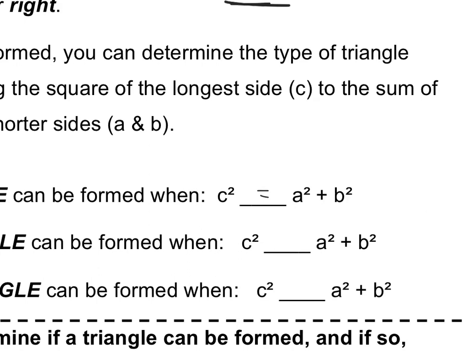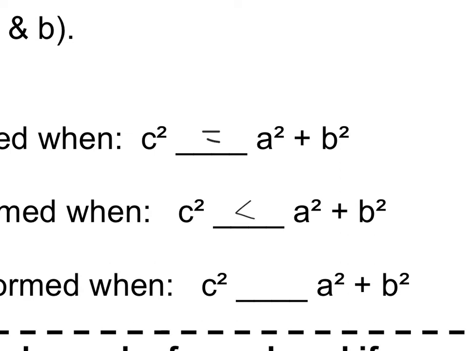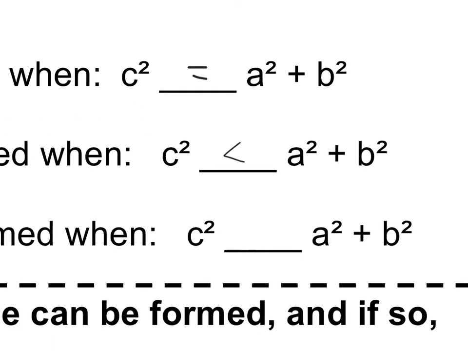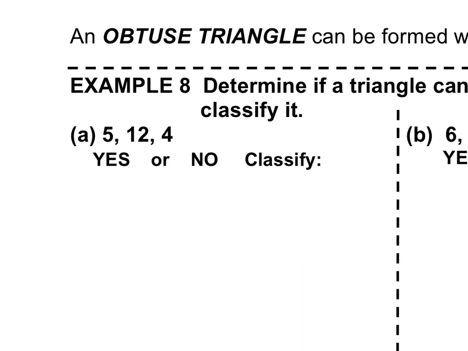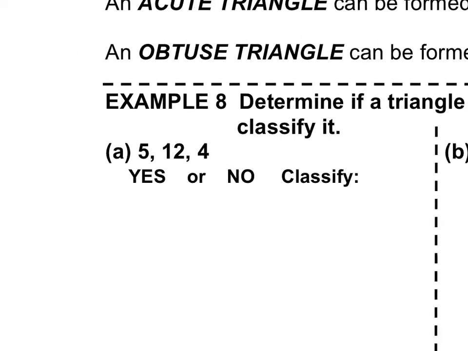But if you have an acute triangle, that means that c squared is less than a squared plus b squared. An obtuse triangle, c squared is greater than a squared plus b squared. So the last four problems we're going to do are just comparing these and classifying it by side lengths. But we have to do two things to do that. First, we have to determine, is it a triangle? Then we can look at the a squared plus b squared compared to c squared and tell what type.